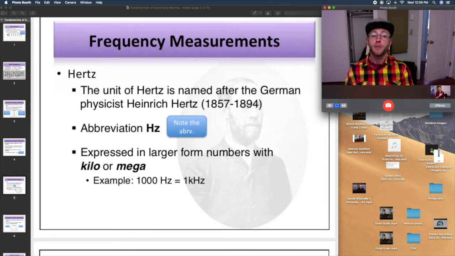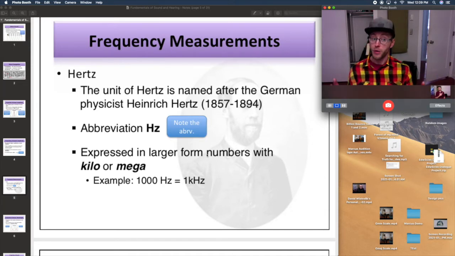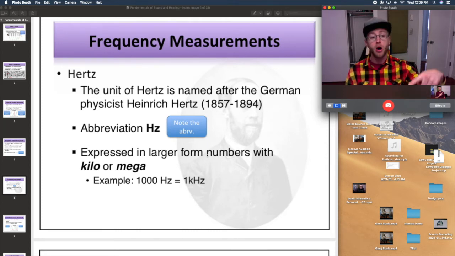And frequency is essentially the number of cycles per second. How many times the wave will cycle up and down in a second. Sometimes that happens a lot. With a high frequency, high pitch sound, that cycle is going to happen very quickly, where a low frequency sound takes a little bit longer.